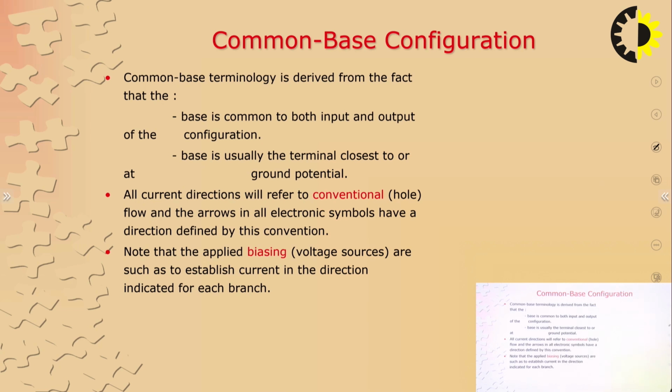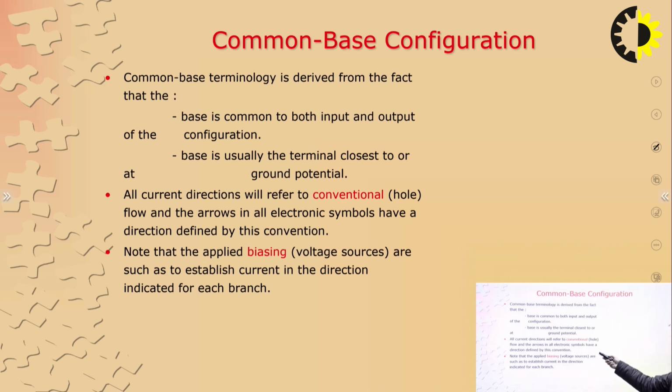one in which base is common to both the input and the output terminals. As we depict the term common base, that means the base terminal is common between your emitter and the collector. Base is usually the terminal at or closest to ground potential, or we can say that the base terminal is grounded. That is, in common base configuration, always your base terminal is grounded.